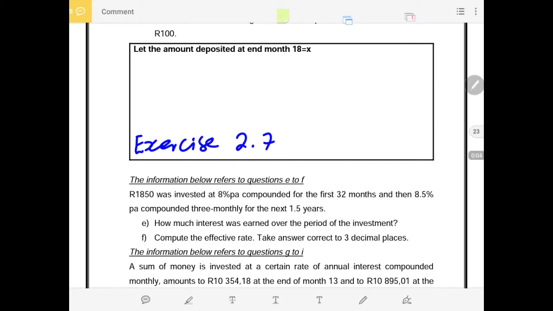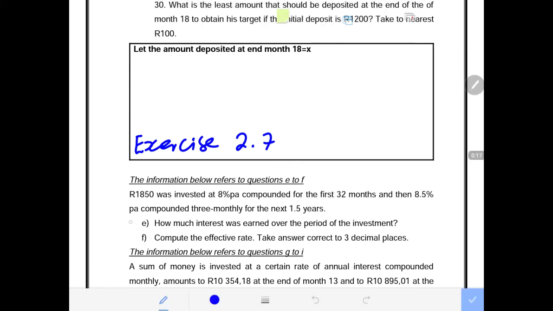Once again, we continue with exercise 2.7. Topic is compound interest. And we are now under number E and number F. Previous recording dealt with number A up to number D. Now we are under number E and number F. And there's something that reminded me of the previous question or requirement that I should have explained. But I'll also highlight that because here it is a bit different.